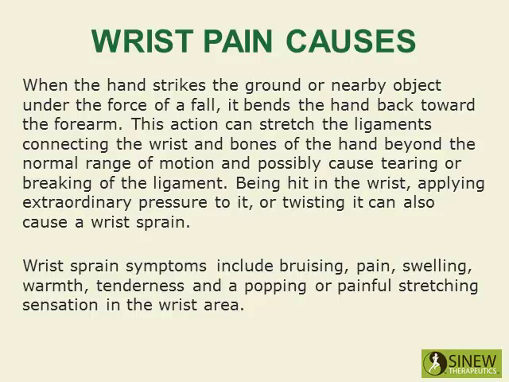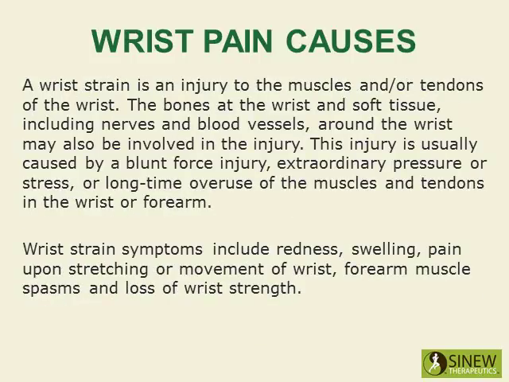When the hand strikes the ground or a nearby object under the force of a fall, it bends the hand back towards the forearm. This action can stretch the ligaments connecting the wrist and bones of the hand beyond normal range of motion and possibly cause tearing or breaking of the ligament. Being hit in the wrist, applying extraordinary pressure to it, or twisting it can also cause a wrist sprain. Wrist sprain symptoms include bruising, pain, swelling, warmth, tenderness, and a popping or painful stretching sensation in the wrist area.